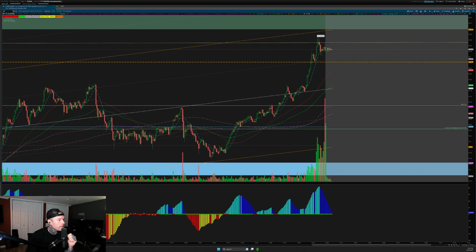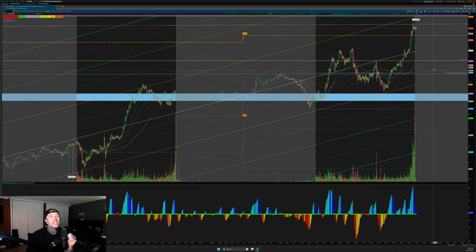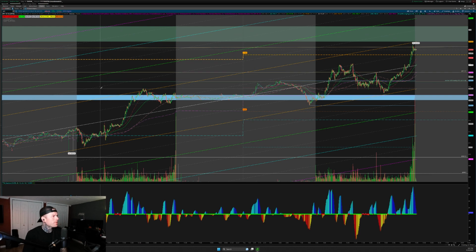All right, guys, time for another indicator lesson. We are going to go over the TTM Squeeze, think or swim indicator. No changes made one bit.